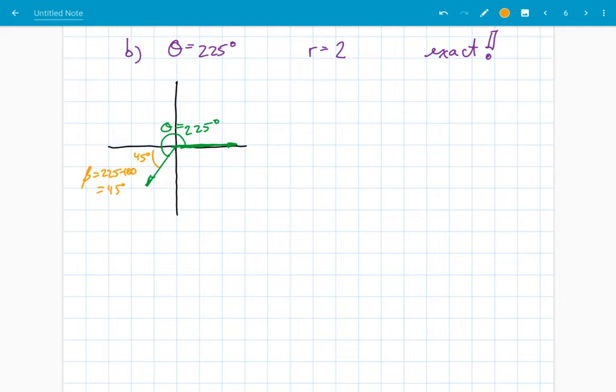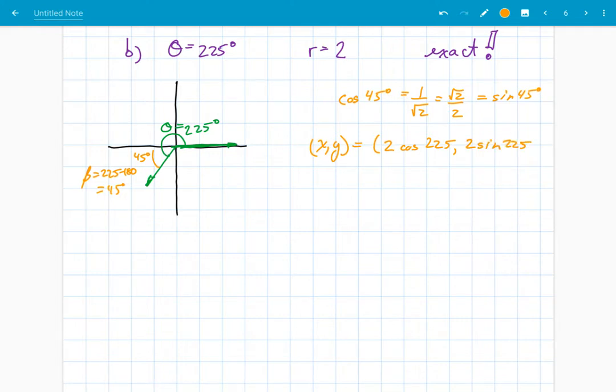It's connected to cos and sine of 45 degrees. What is the cos of 45 degrees? It's 1 over root 2, or root 2 over 2. And that's actually equal to the sine of 45 degrees as well, right? So when we do the xy pair, we're going to do 2 cos of 225, and 2 times the sine of 225.